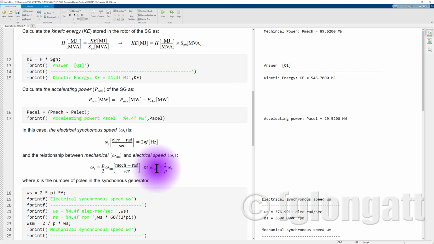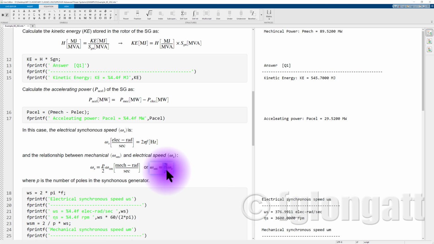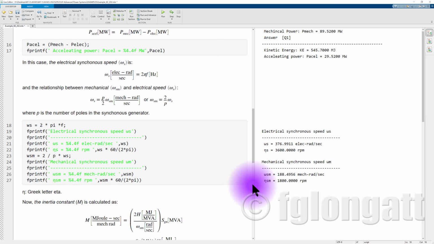And in this case, the mechanical rotational speed is related to the electrical rotational speed by a single conversion related to the number of poles. We multiply by 2 and divide by p, where p represents the number of poles in this machine. Now what I am doing is calculating the rotational speed.